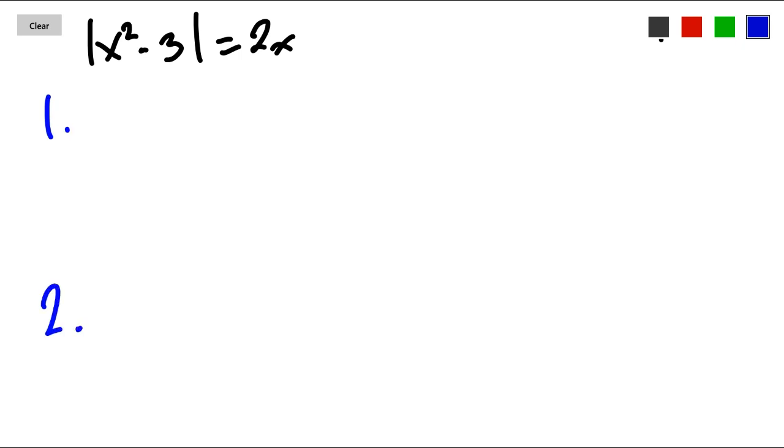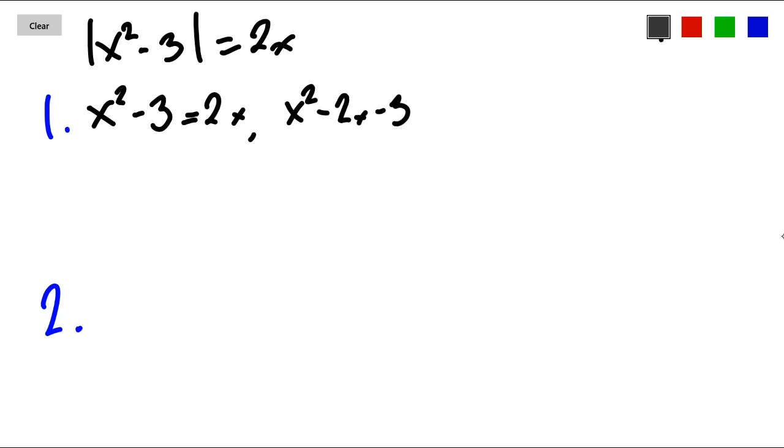So let's say that I had something like this. If I had the absolute value of x squared minus 3 is equal to 2x. Well, the same thing is going to happen. We have two equations. And so what I'm going to do is I'm going to say x squared minus 3 is equal to 2x for the first one. And so this is going to be of a quadratic type. So I'm going to move the 2x to the other side. And I have x squared minus 2x minus 3 is equal to 0.